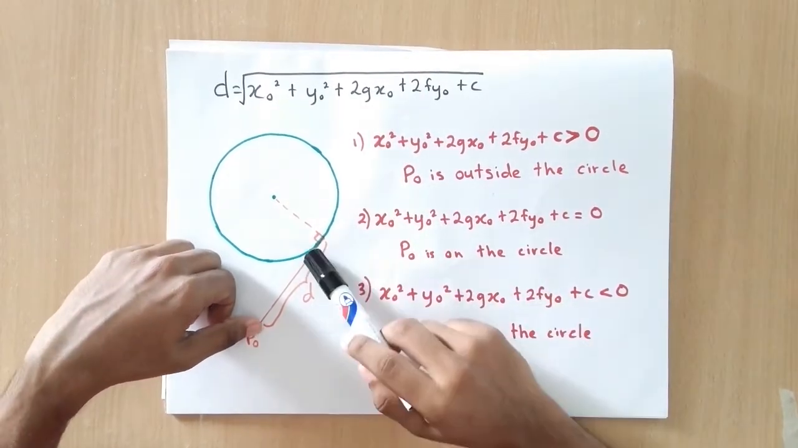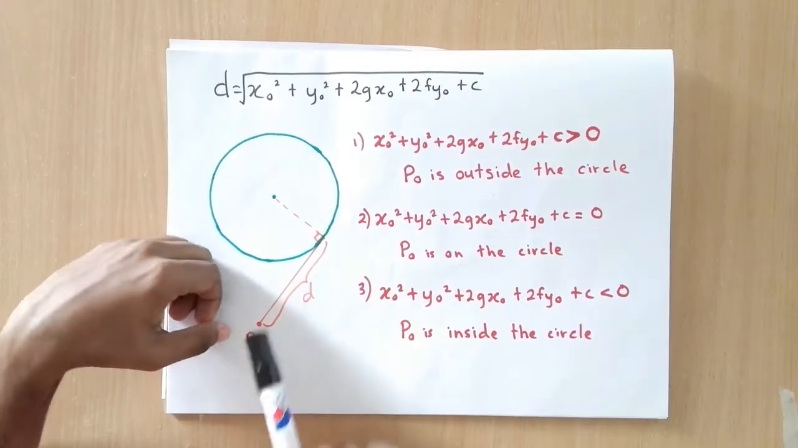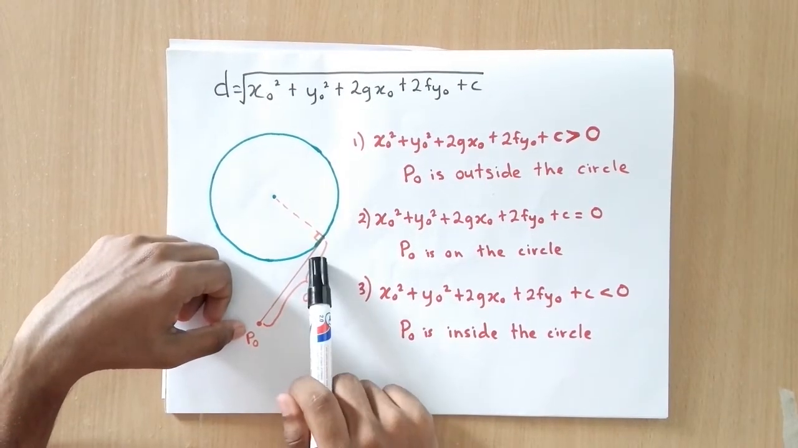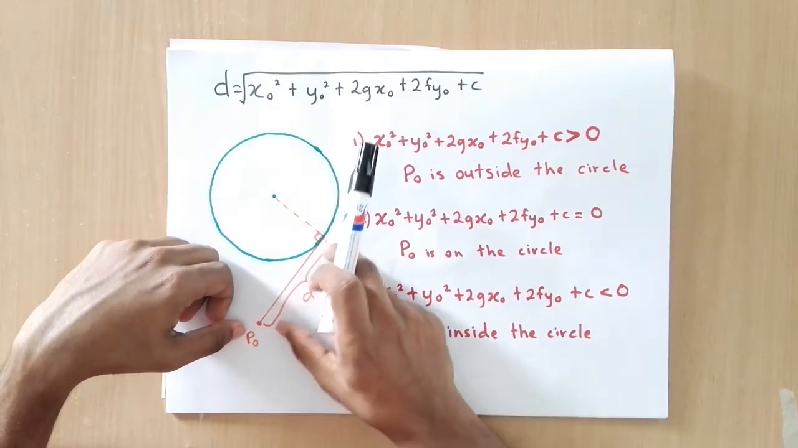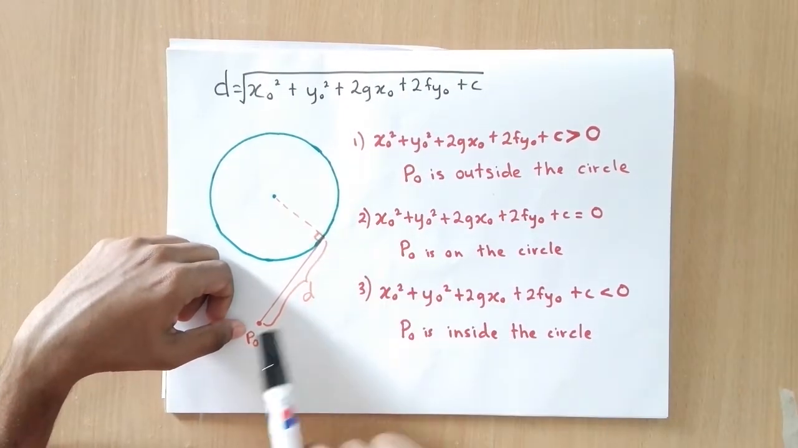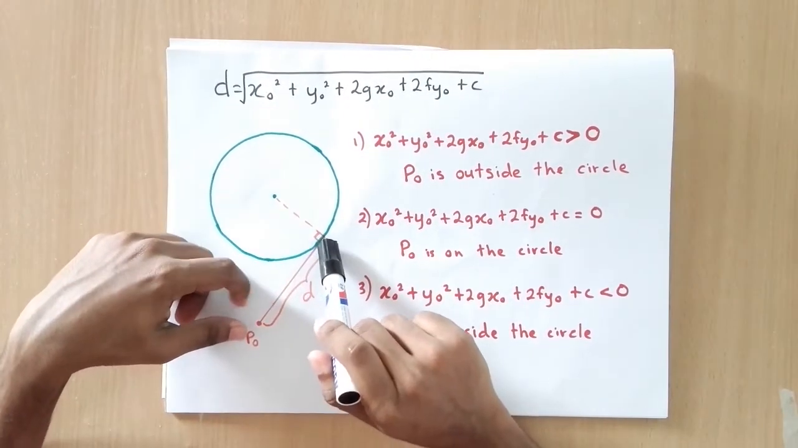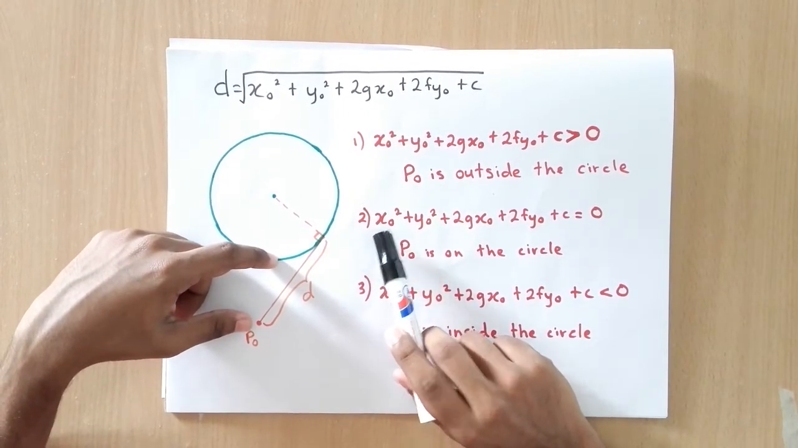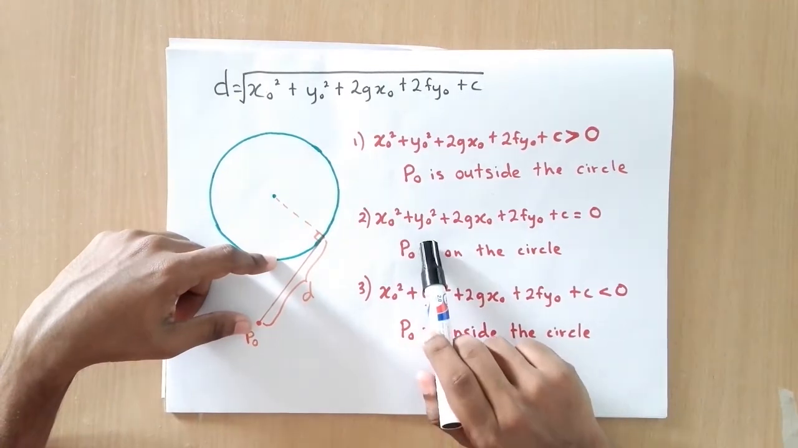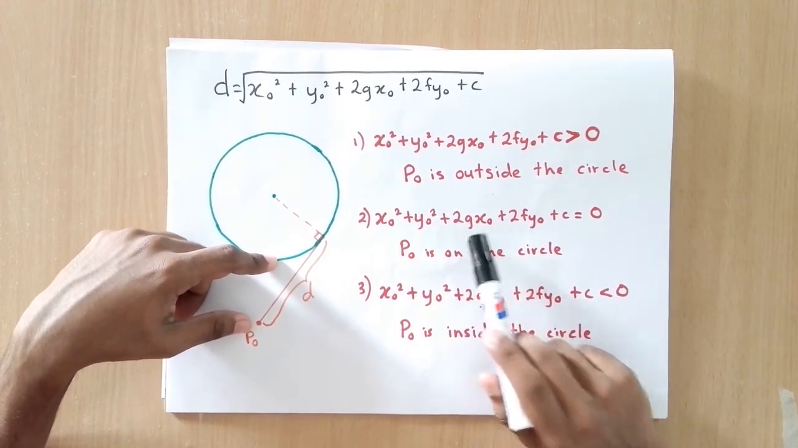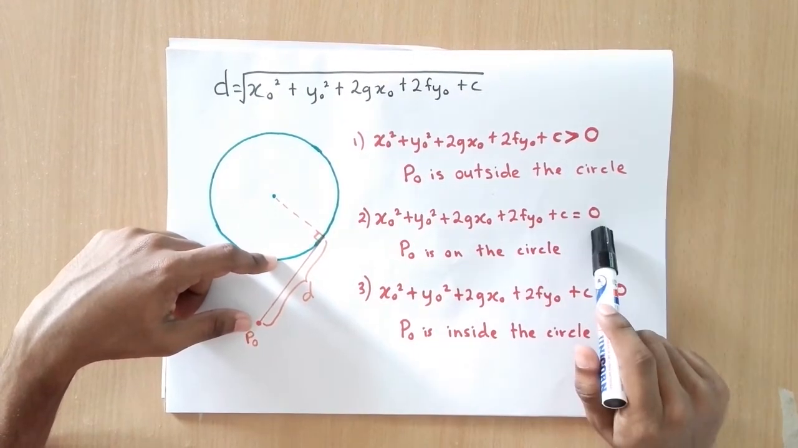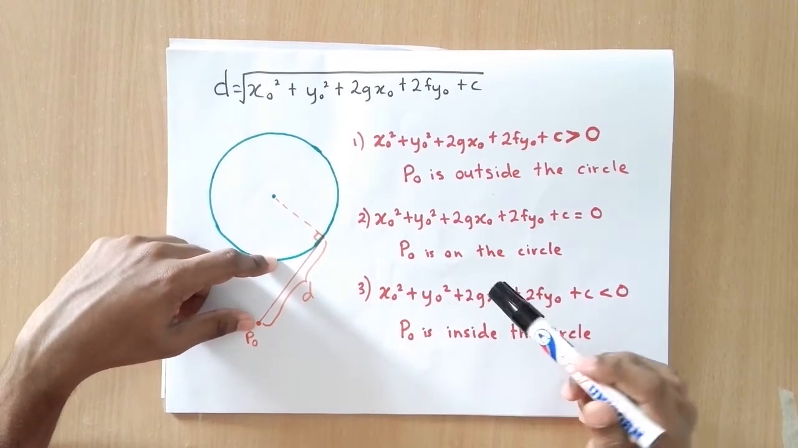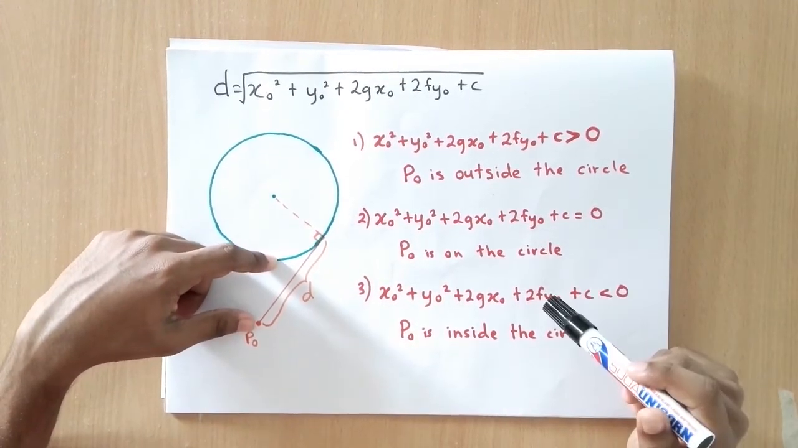When this distance d decreases, the point becomes closer to the circle. So when d equals 0, the point P naught lies on the circumference of the circle. So our second conclusion is that when x naught squared plus y naught squared plus 2gx naught plus 2fy naught plus c equals 0, P naught is on the circumference of the circle.